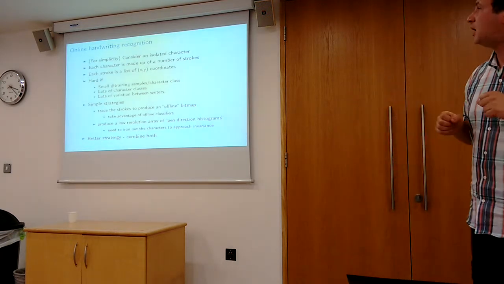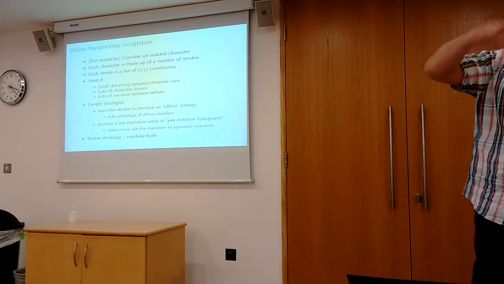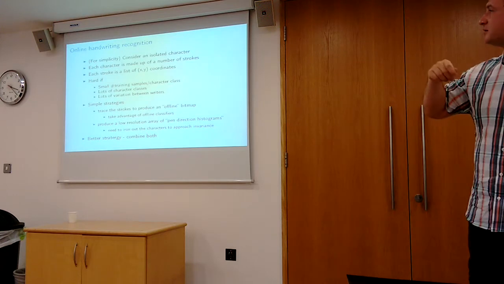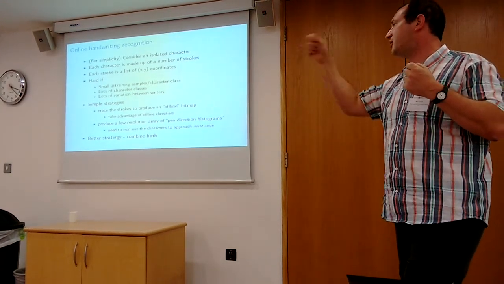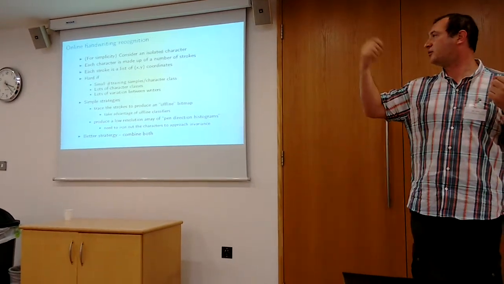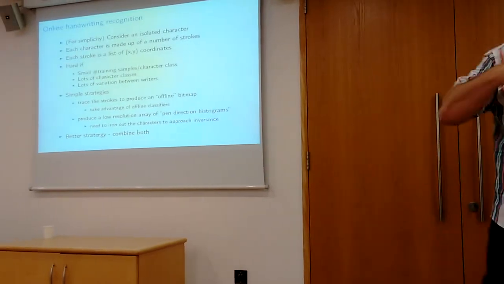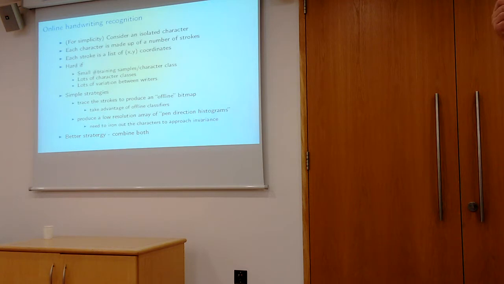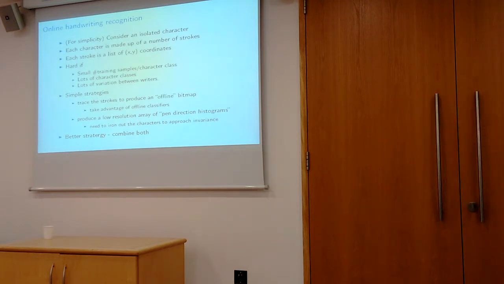So for online handwriting recognition, you've got a path which is a bunch of X and Y coordinates, and you want to recognize what it is. Each character is made up of strokes, and each stroke is a list of X, Y coordinates. And it can be hard if there's a small number of training samples per class, or if there are lots of classes, or if there's lots of variation between writers. And ideally, you want to make this as efficient as possible so it can run on a slightly low-powered device like a phone or an iPad.